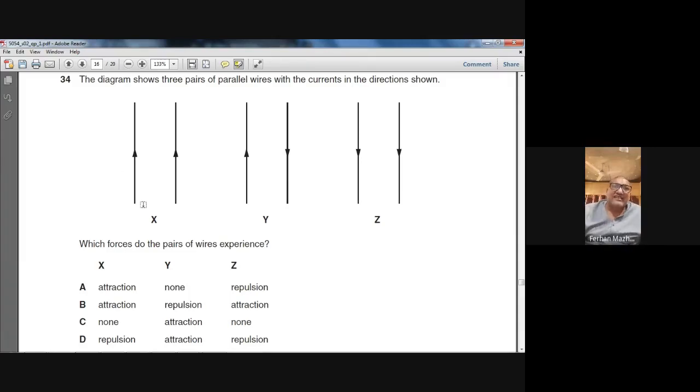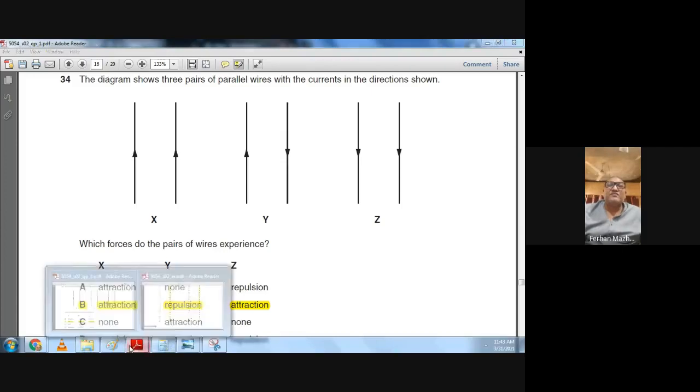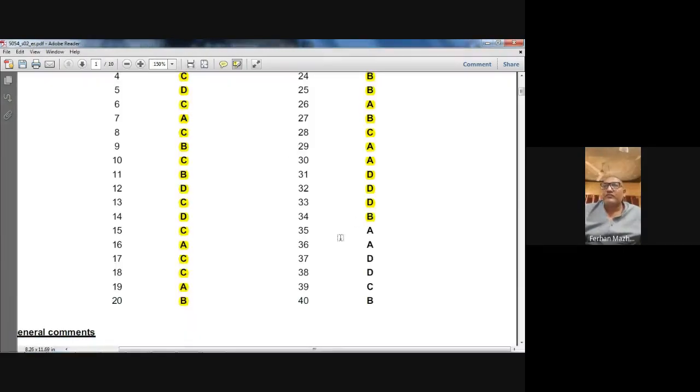So for X, the direction of the current is the same, so they will attract. This will repel because the direction of the current is opposite to each other. And here they will attract. So X will be attraction, Y will be repulsion, and Z will be attraction. So the choice is B. Question number 34, the correct choice is B, and the marking scheme says B.